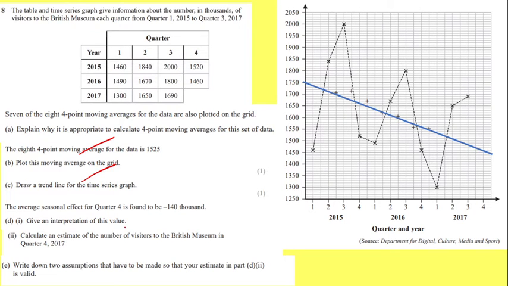Give an interpretation of this value. I'd say that this means that the actual value for quarter 4 is expected to be below the trend line by 140,000.